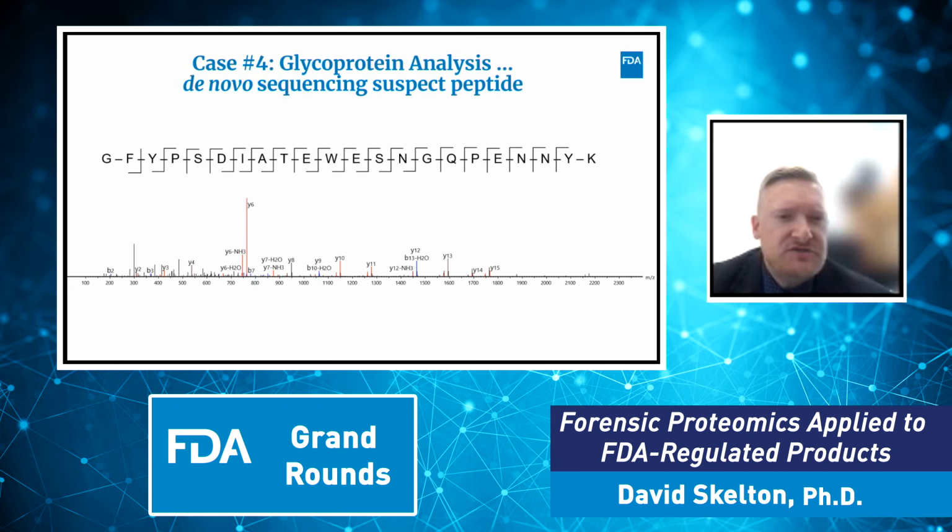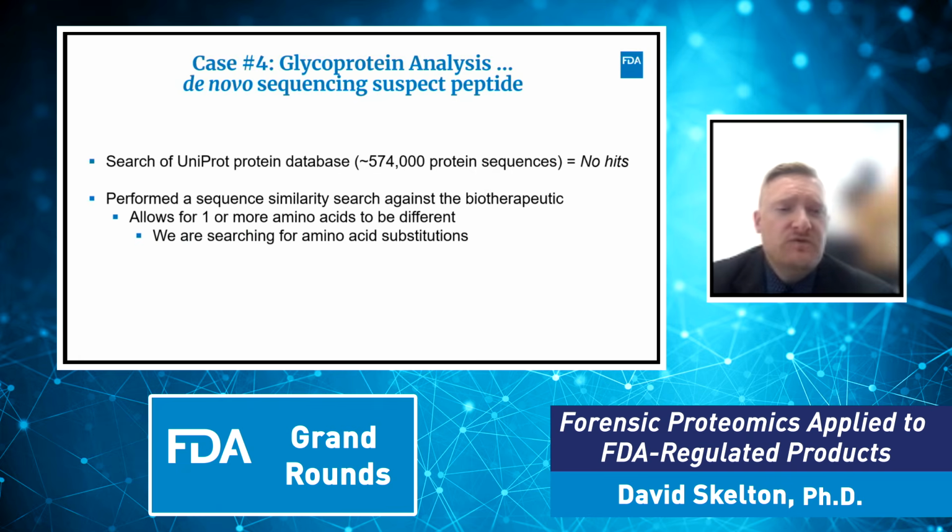Well, looking at the MS2 data, or the fragmentation data, we're able to determine the unique amino acid sequence of that peptide. It doesn't match our biotherapeutic, so it's not coming from the biotherapeutic, or at least we don't think it is. So what protein is it coming from? When we subject it to a search of the large protein database of approximately 600,000 proteins, that sequence is not observed in any of the amino acid sequences for any of those known proteins.